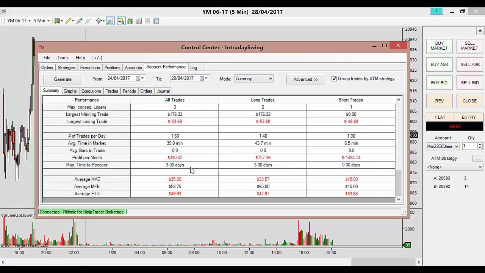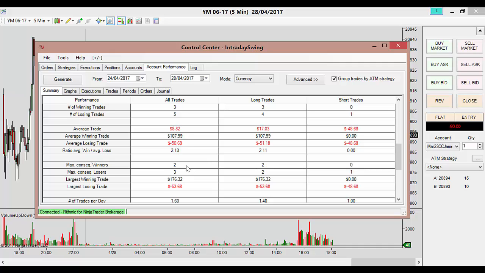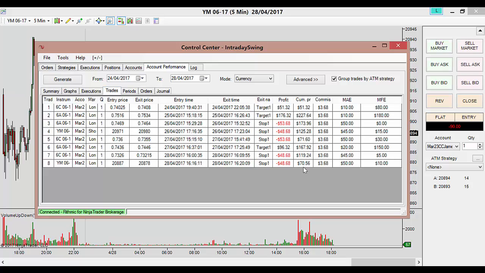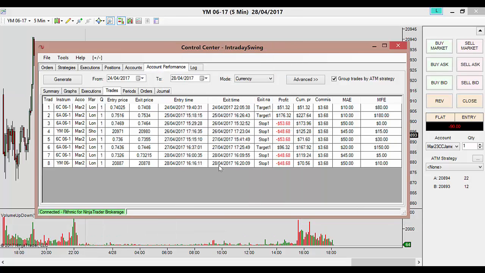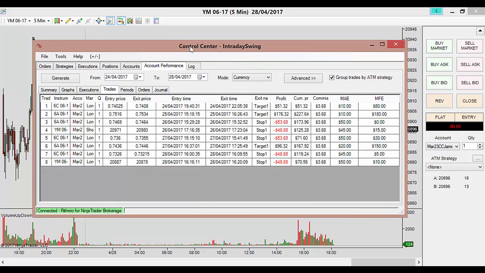I wanted to check one thing. The average losing trade is $50.68, so that's our risk. And then we have $70 odd, so that's about 1.4 times my risk after 8 trades. So if you do the math, 1.4 divided by 8 gives you 0.175 expectancy. Not too bad, a good week in terms of stats. So those are the facts there.